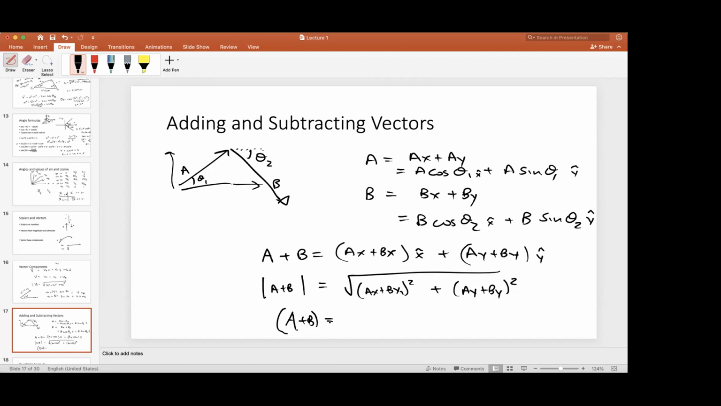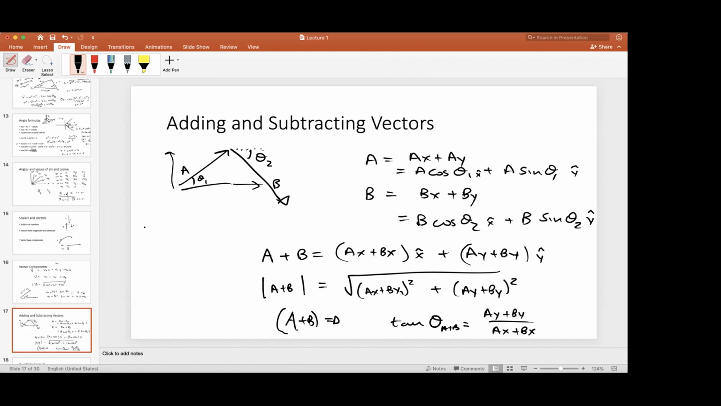So we would get that the angle of A plus B would be AY plus BY over AX plus BX. So it works just like a normal vector. You just add the components together or subtract the components from each other and leave them as components. That's pretty easy to understand.